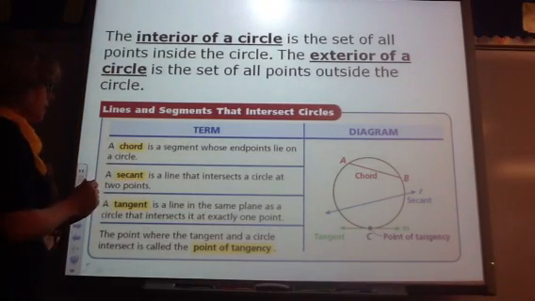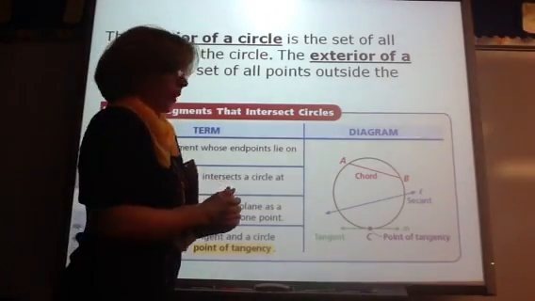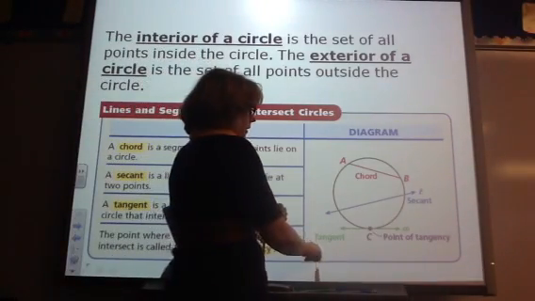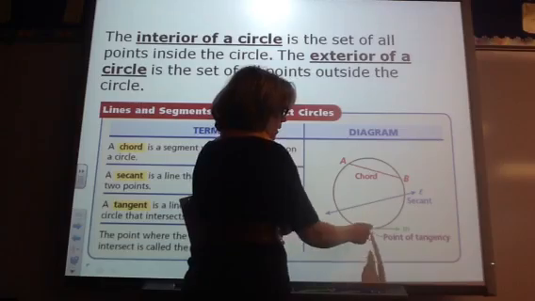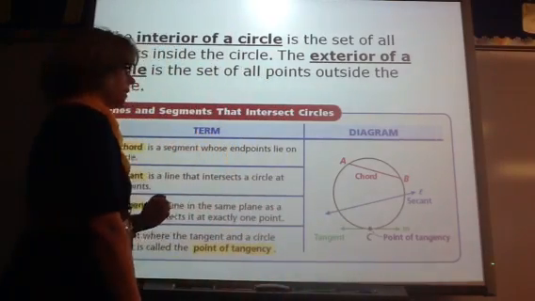And then a tangent is a line in the same plane as the circle that intersects the circle in exactly 1 point. Tangent is a line. It intersects the circle in exactly 1 point, and that point of intersection is called the point of tangency.